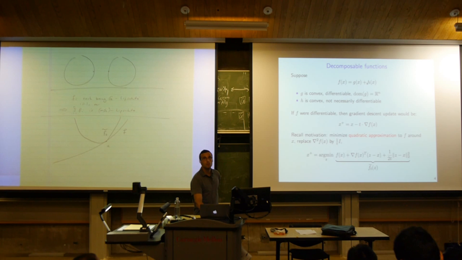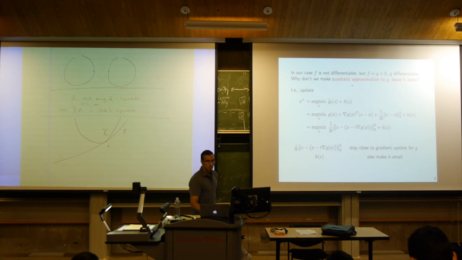Okay, so one thing we could think about doing, rather than falling back on subgradients like we did with the subgradient method, is keeping something like this quadratic approximation, but only applying it to g, right? Because g is the smooth part. So why don't we replace g by its quadratic approximation? That's what we'll think about doing now. So make a quadratic approximation to g only. Leave h alone, because it's not smooth, so we can't even talk about its gradient.